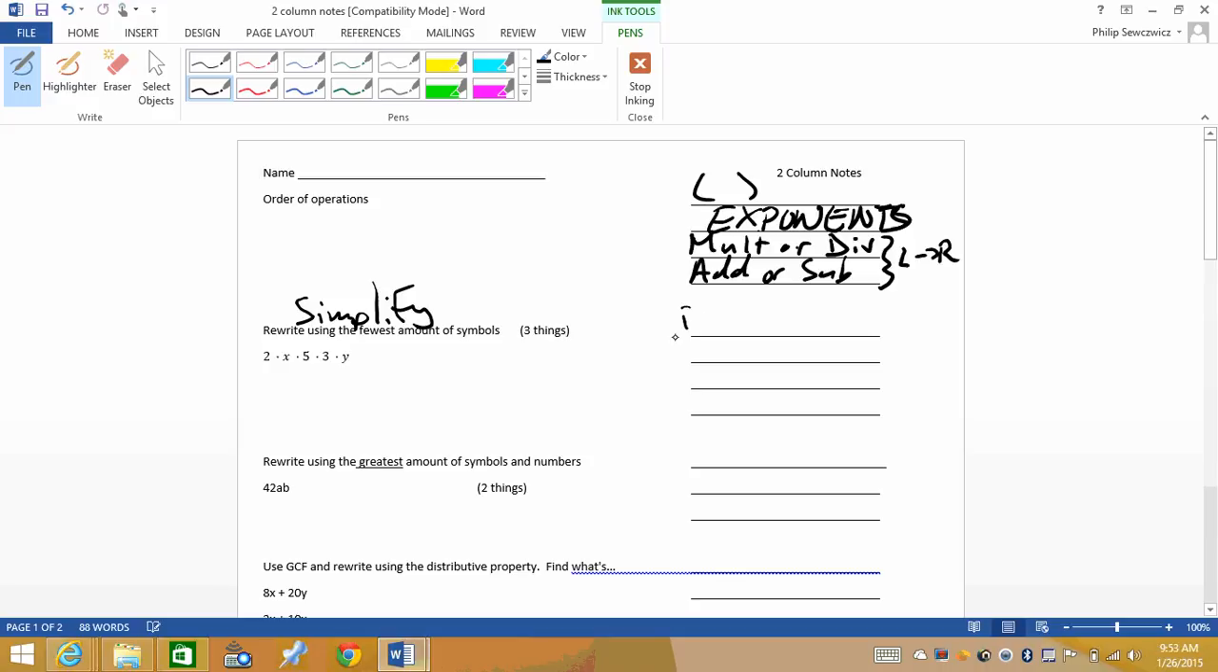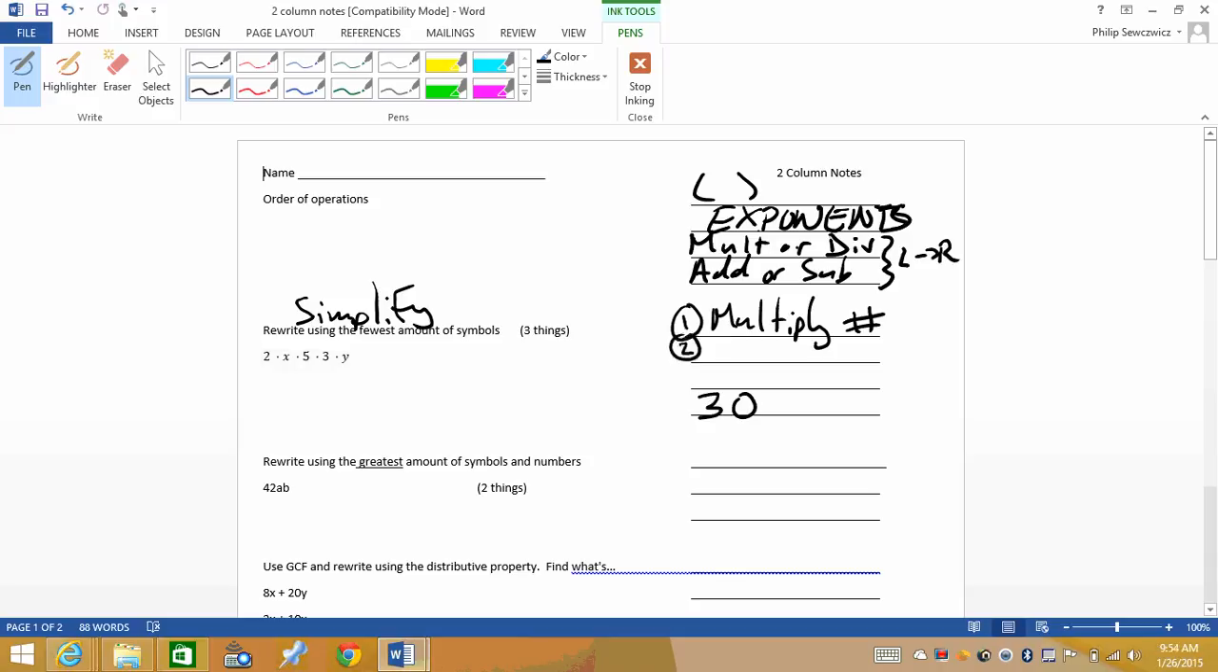Well, the first thing is you do multiply your numbers. Keep that in mind. So we will be multiplying the 2 times the 5 times the 3. All right. So 2 times 5 is 10. 10 times 3 is, so we do get 30.